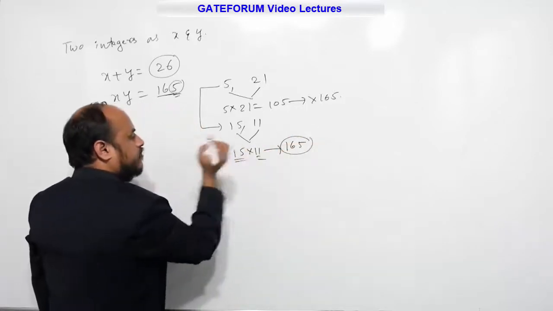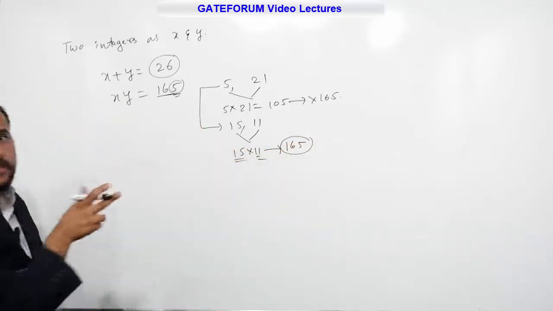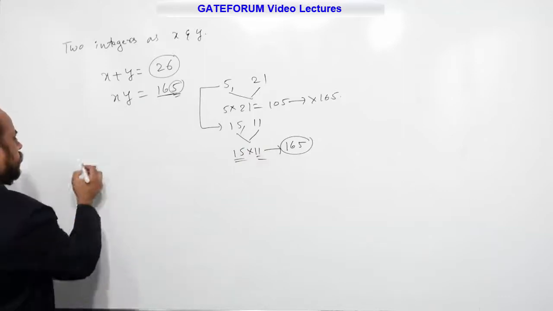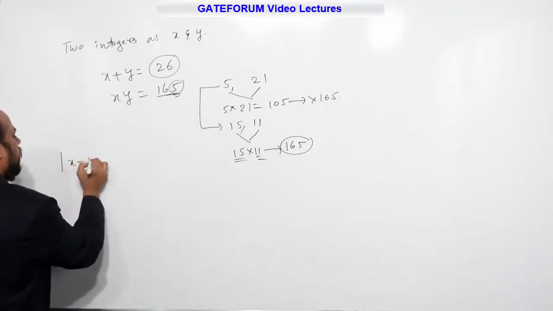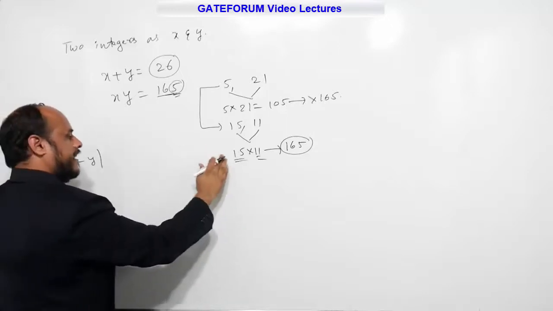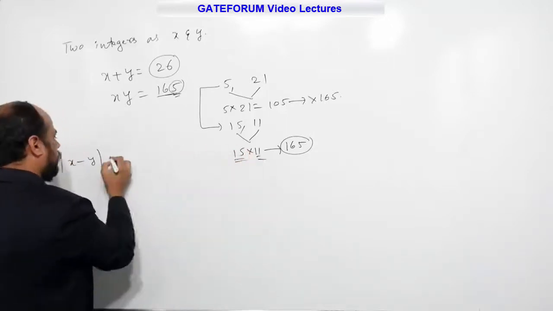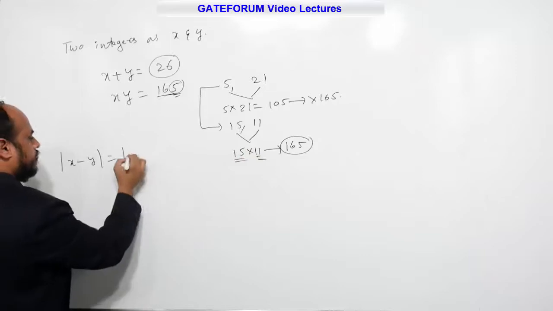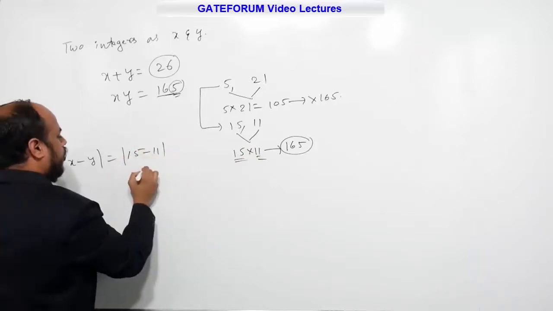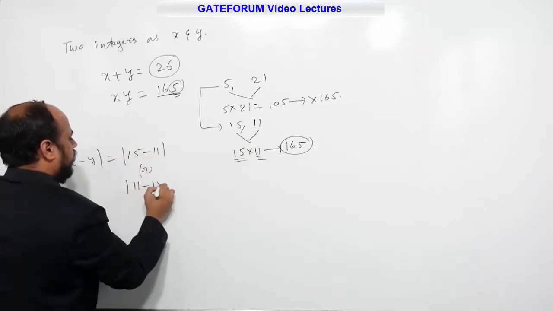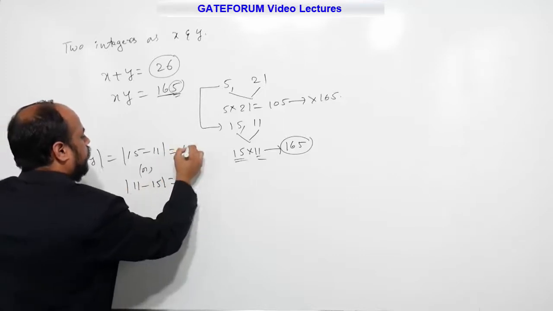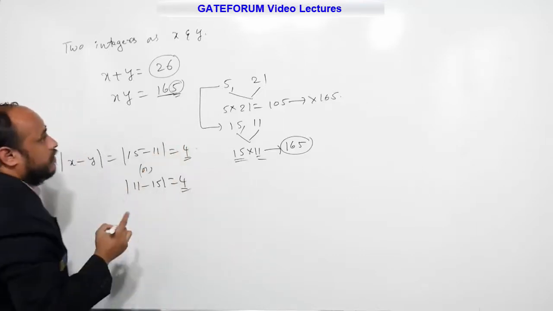But which is x, which is y? We are asked the difference between two integers, so that's why I will take mod x minus y. Here you can choose either x is 15 or x is 11, no problem. That is the difference between two integers: 15 minus 11 or mod 11 minus 15. Both values will be equal to 4. So this is method 1.